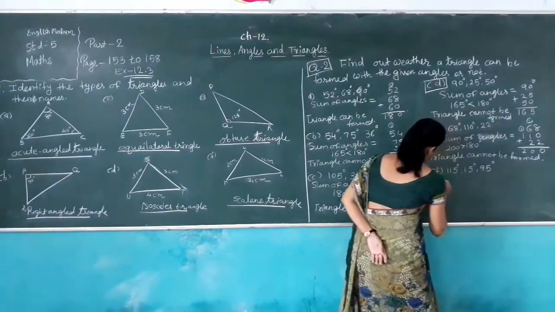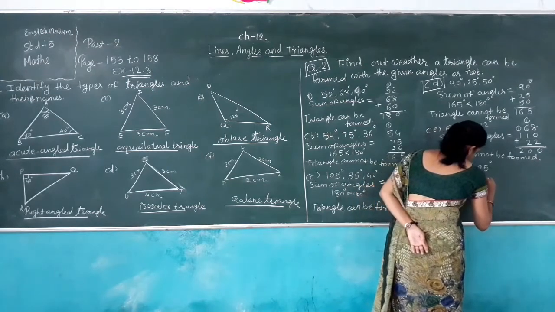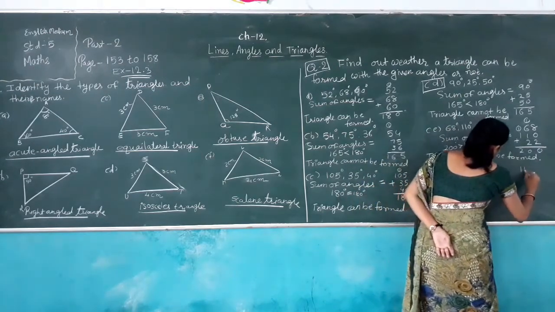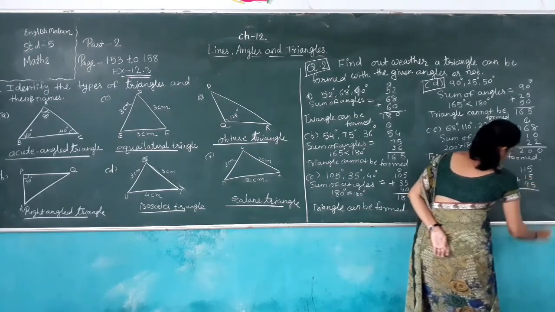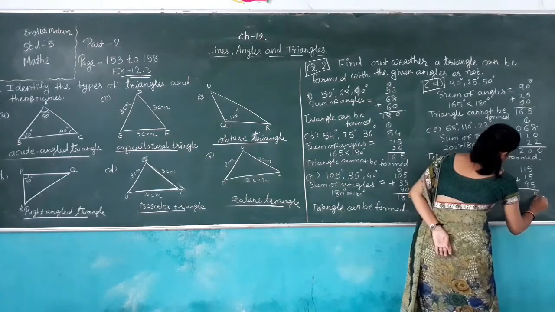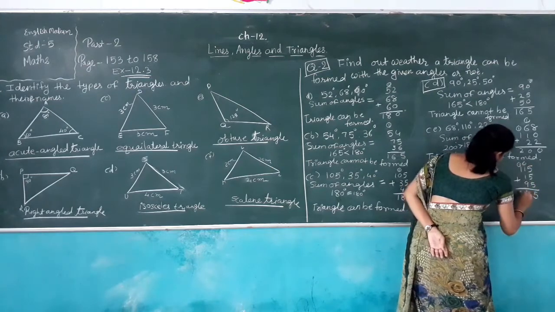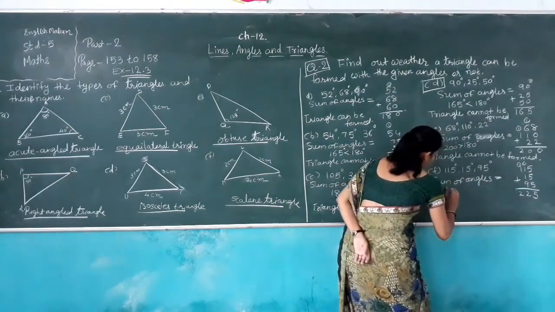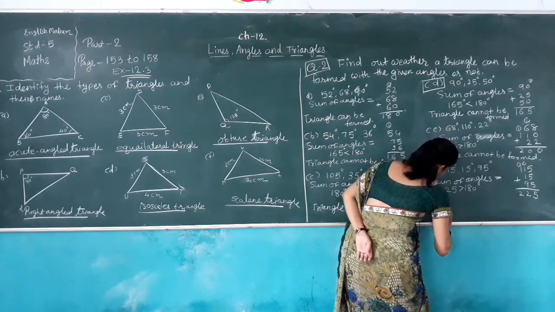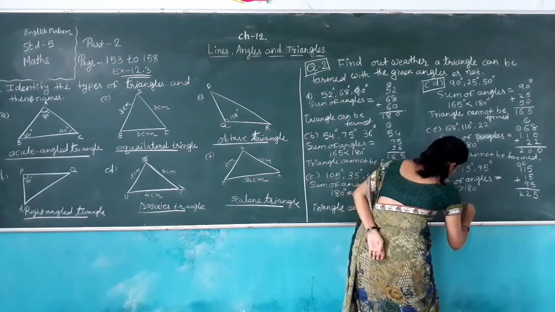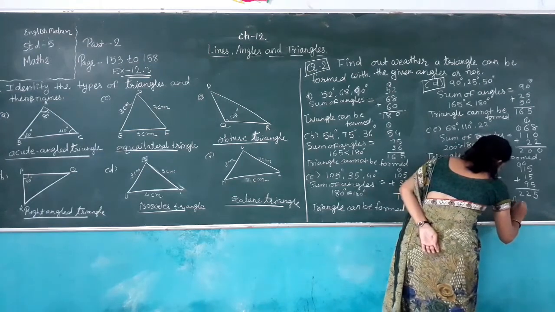Now next one, F. The sum of angles is equal to 150, 50 and 95. 5 plus 5 is 10, 10 plus 5 is 15, carry over 1, 9 plus 1 is 10, 11, 12, carry 1. We get the answer 225. 225 is greater than 180. So the triangle cannot be formed.